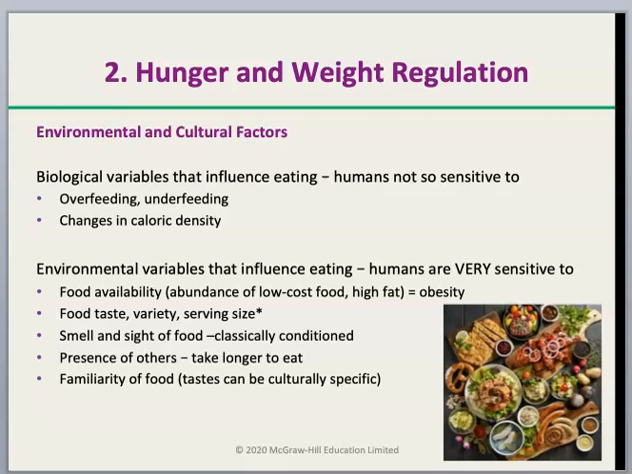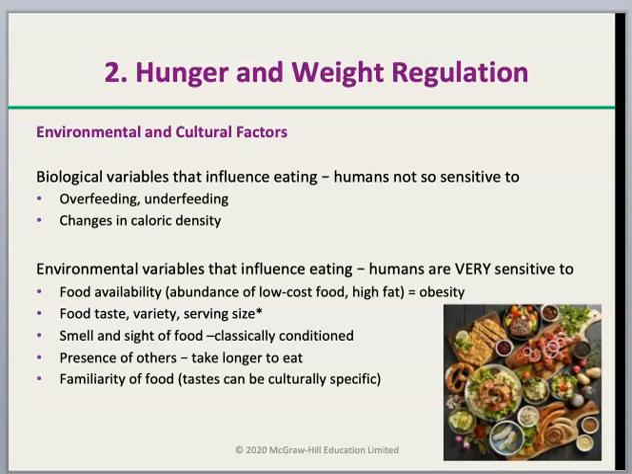In this section, we'll go over the biological variables that influence eating that we just talked about. Humans are not so sensitive to them. We are more sensitive to environmental variables that influence eating.